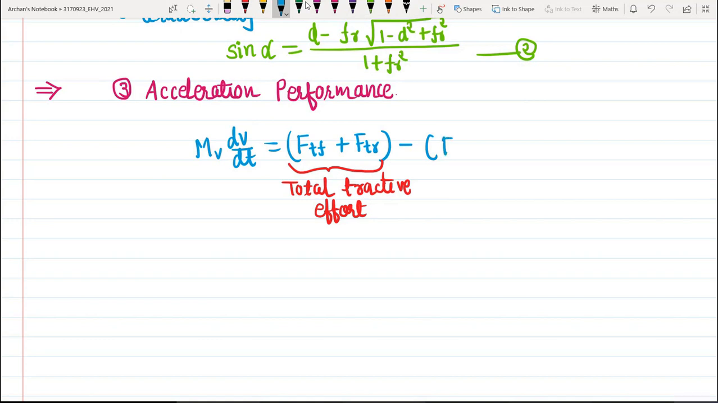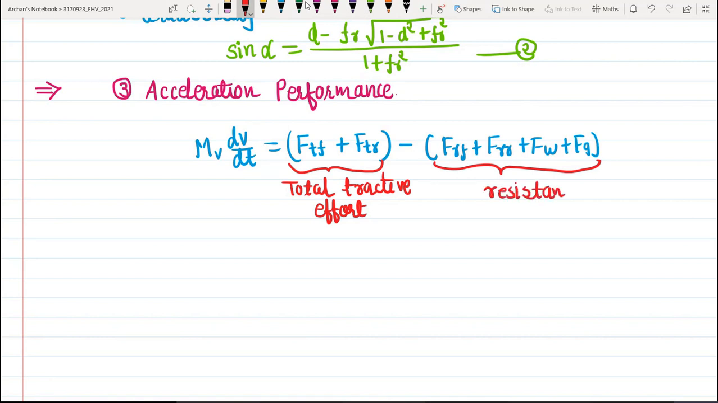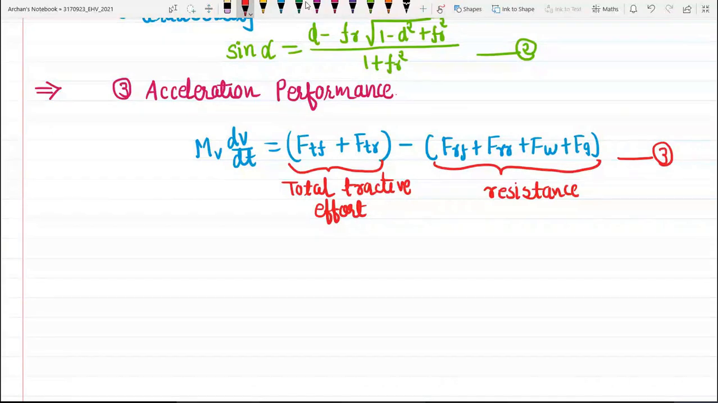Okay, so whatever resistance we are having, we will sum up all these resistances, say Frf, Frr, then aerodynamic drag is also there, then grade resistance is also there, right? So the second term on the right hand side of the equation is nothing but it represents the vehicle resistance. Okay, so this was the dynamic equation of a vehicle which we have seen, right?